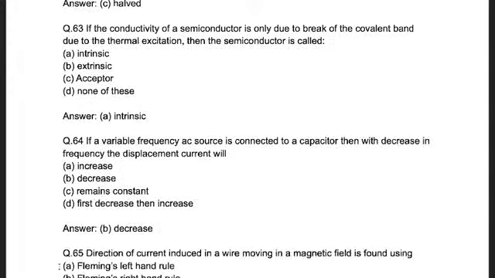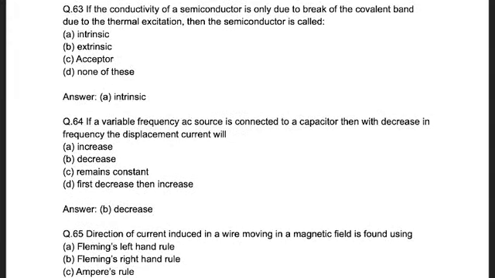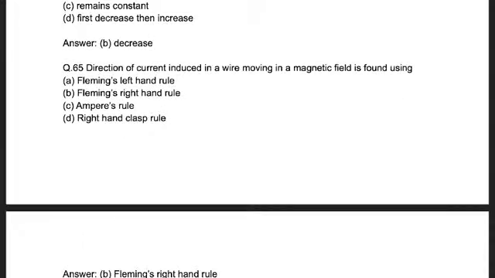Question number 65. The direction of current induced in a wire moving in a magnetic field is found using A, Fleming's left-hand rule, B, Fleming's right-hand rule, C, Ampere's rule, D, right-hand Clapp's rule. Very good. The answer is B, Fleming's right-hand rule.